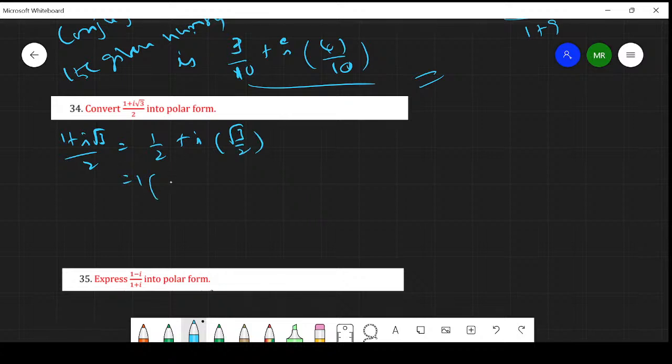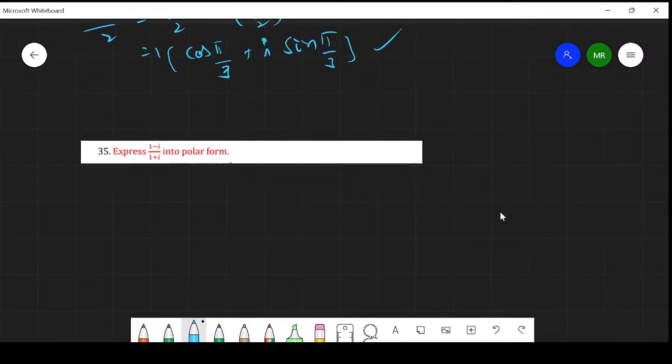So 1 into cos pi by 3 plus i sin pi by 3. This is the polar form, because cos 60 is 1 by 2 and sin 60 is root 3 by 2. So we got the polar form of the complex number: cos pi by 3 plus i sin pi by 3. Is that clear? That's all, a simple one.